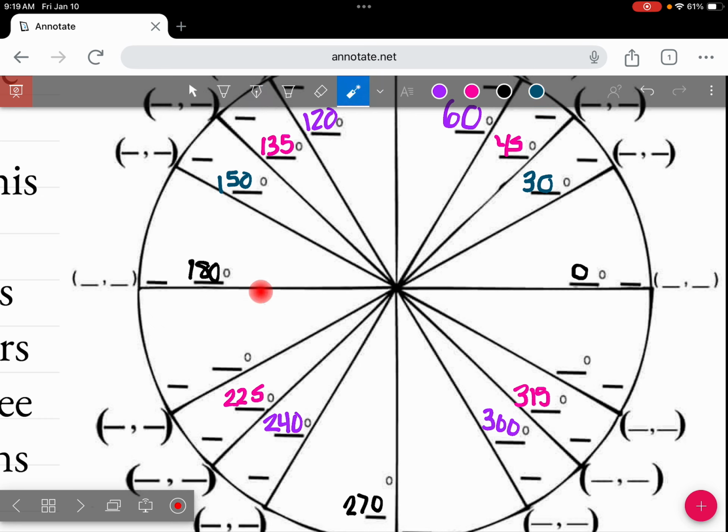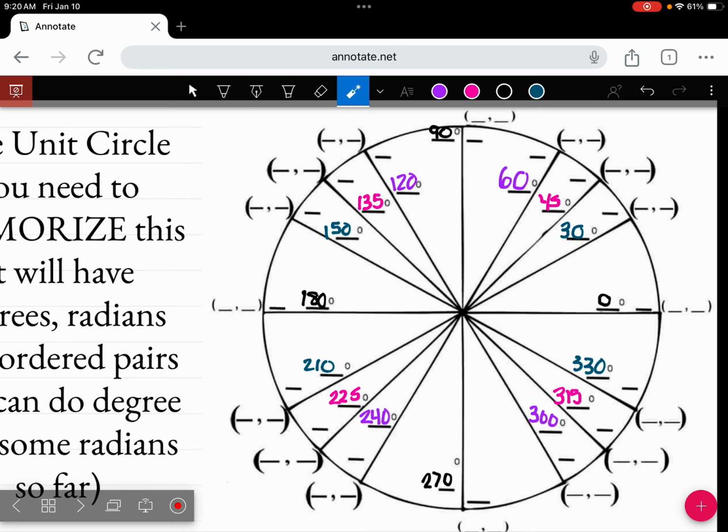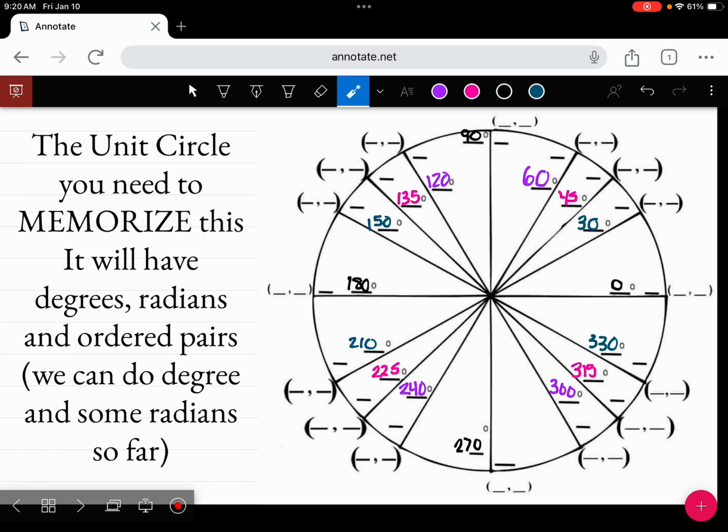So let's keep going. What's our next sixth here? 210. So we're adding 30 to get to 210, adding 30, that would get us to 240. Adding 30 would get us to 270. Adding 30 gets us to 300. Adding 30, 330. And that is the order I tend to do them in. I'll do my 0, 90, 180, and I will also at that time do my radians. When we get to our ordered pairs, we'll get those. We're not there yet. But that's all of our degrees.